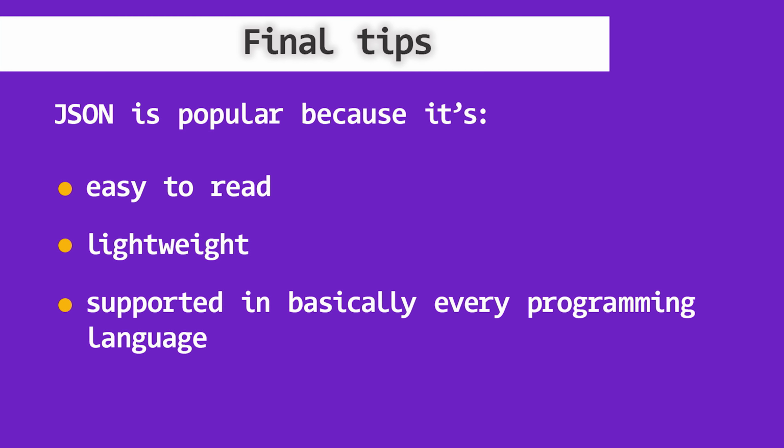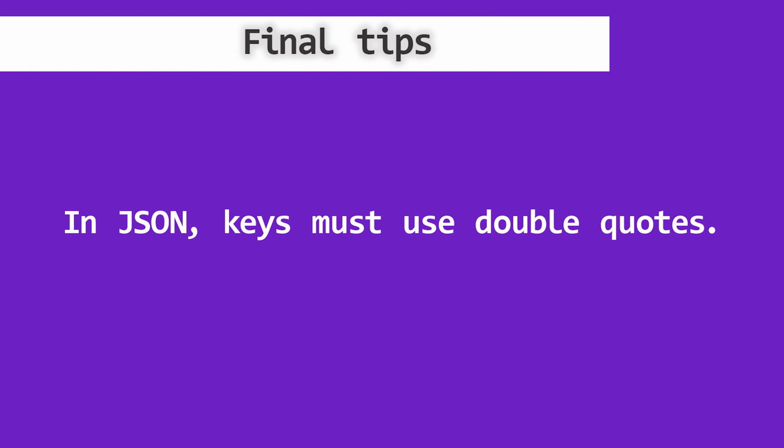Final tips. JSON is popular because it's easy to read, lightweight, and supported in basically every programming language. The biggest rule to remember is that in JSON, keys must use double quotes. And that's it. You now know the basics of JSON and how to work with it in JavaScript.